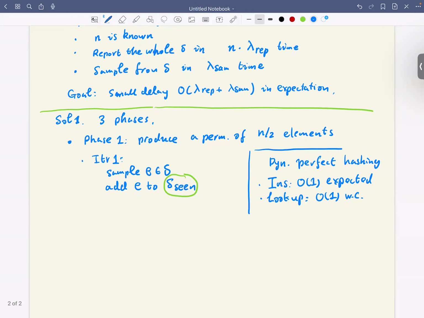Okay, good. Now let's look at things iteratively. So let's say the second iteration. So what do?